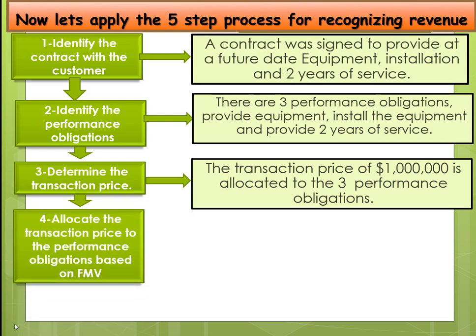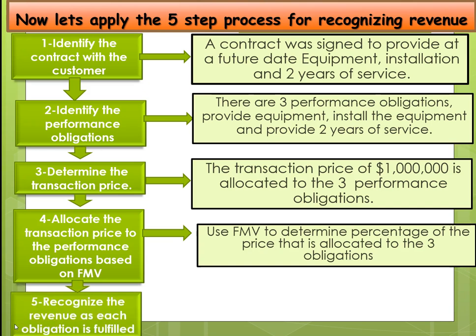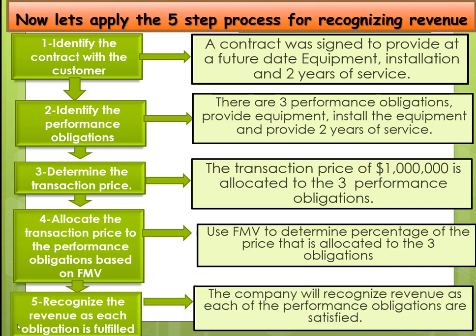Now we need to allocate the transaction price to the performance obligations based on fair market value. So we're going to use the fair market value to determine the percentage of the price that is allocated to the 3 obligations. And we're going to recognize revenue as each obligation is fulfilled. So the company will recognize revenue as each of our obligations are performed. And now we're going to walk through that problem.